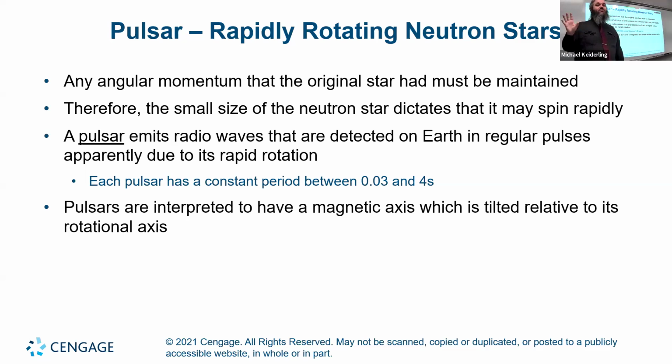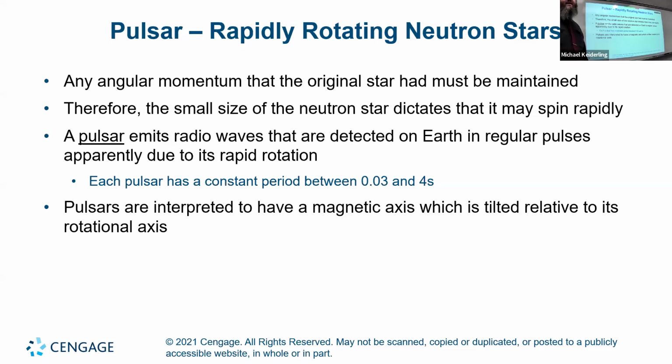But in general, they're between about 0.03 and 4 seconds. So for example, the Crab Nebula is a pretty normal one. It's 30 times a second. And over long periods of time, pulsars do in fact slow down because they're emitting energy by radiating it away and through gravity waves and stuff.